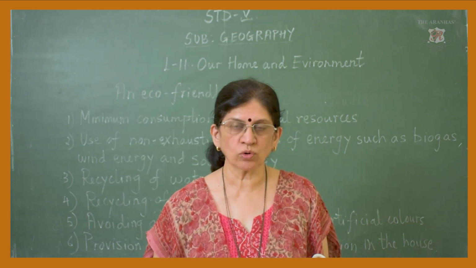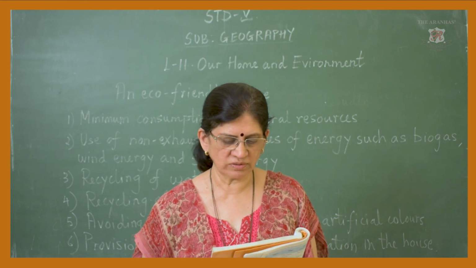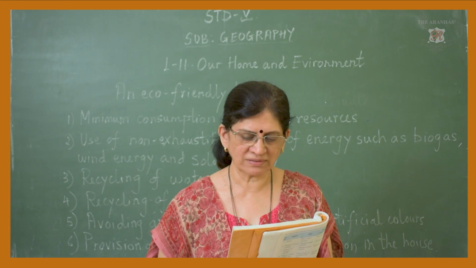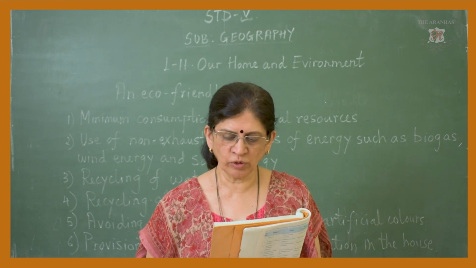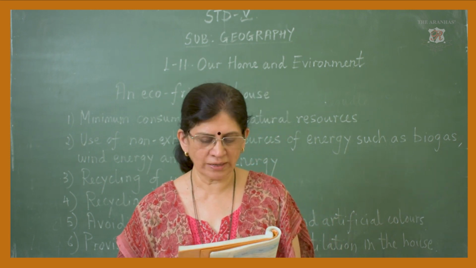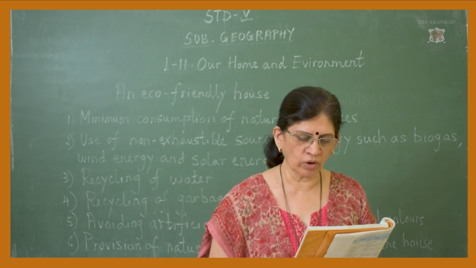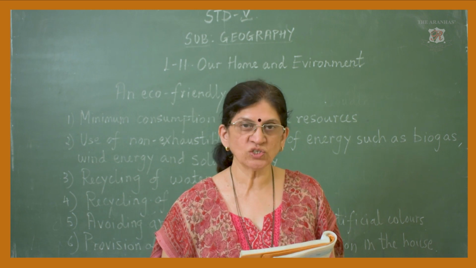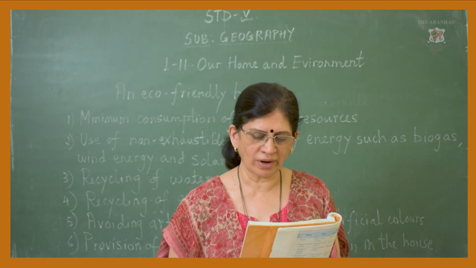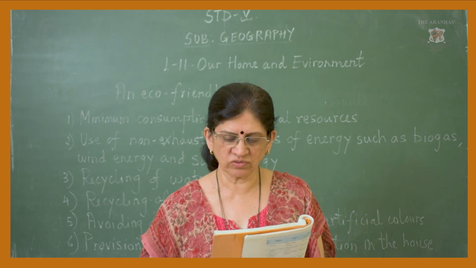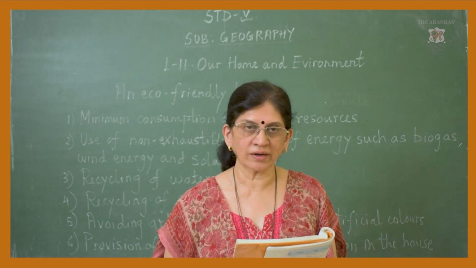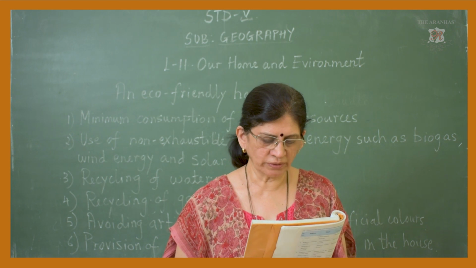Constructing spacious doors and windows for houses and reducing the use of fans, air conditioners, lamps, etc. Reducing use of artificial colors and chemicals and using organic colors for houses. Using minimum machines and using only the required amount of natural resources while constructing houses. Practicing recycling of water and garbage.